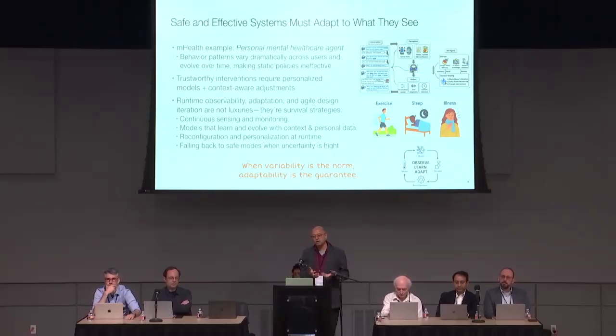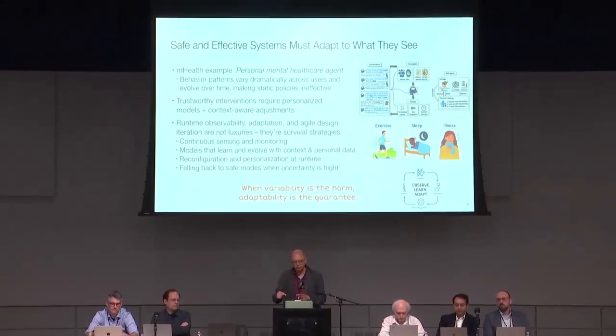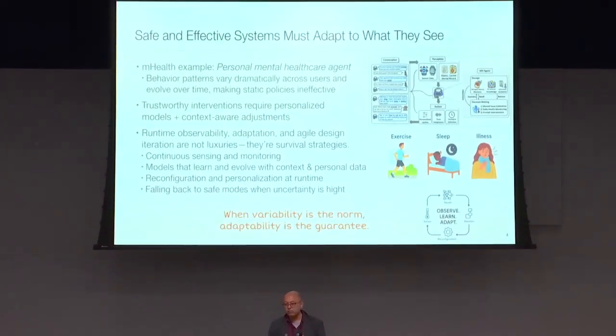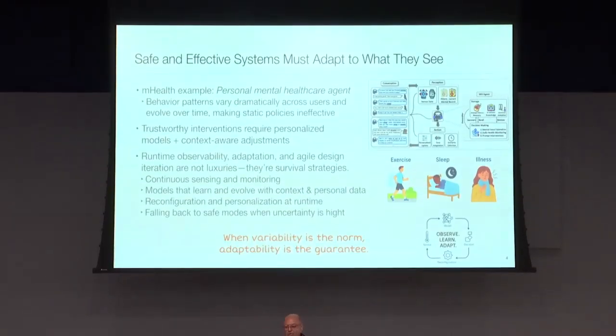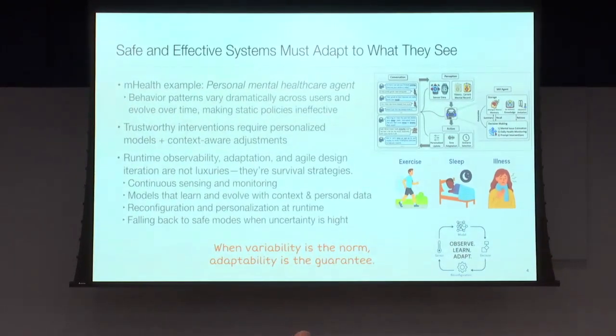So trustworthy interventions in mHealth indeed require this kind of mindset. You can't just have a frozen system. So my submission to you is that we should design systems so that we sense and monitor, both for this quick loop of adaptation and the slower loop of an agile development process. And when variability is there, well, adaptability and a rapid design process are your friends, not the proofs. So, Tarek.